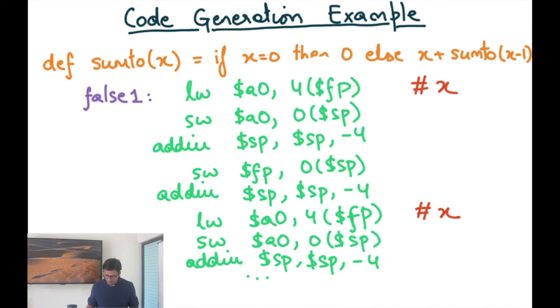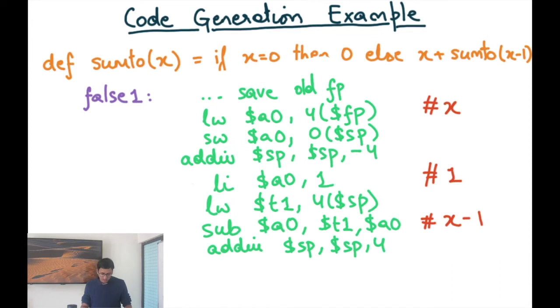Recall that I'm using the rule for minus. And on this slide, I have more space. This is where we were on the last slide. We had just computed x, and then we have pushed x on the stack. Now we compute the second argument, which is 1, which is just load immediate $A0 1.